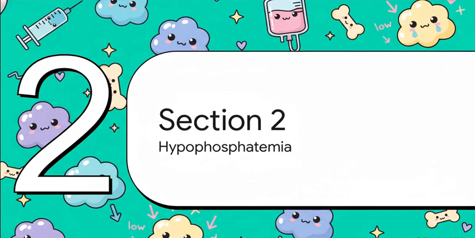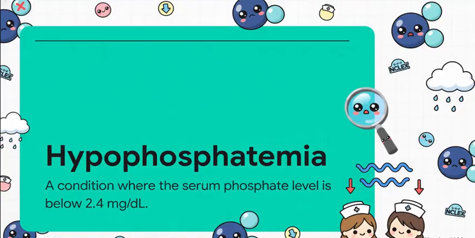We're moving on to Section 2, Hypophosphatemia, which is just the fancy term for low phosphate. By definition, hypophosphatemia is simply when that serum phosphate level drops below 2.5. Remember, hypo always means low.